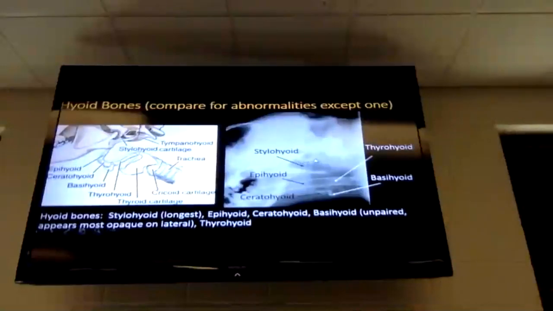So compare it over here, tympanic bulla. Tympanohyoid, you are not able to see in this image. The longest bone here is stylohyoid, and this is a paired structure. You can see both of them. Epihyoid. Ceratohyoid, you are not necessarily seeing both of them here because probably they are superimposed. And then basihyoid looks more radio-opaque because again it's end on. And then thyrohyoid here. Okay.